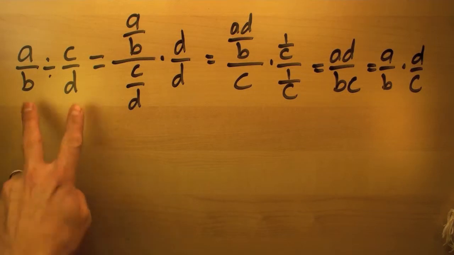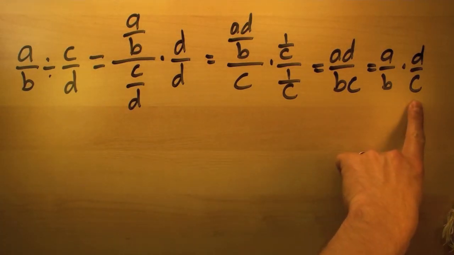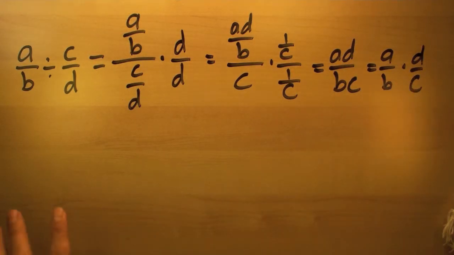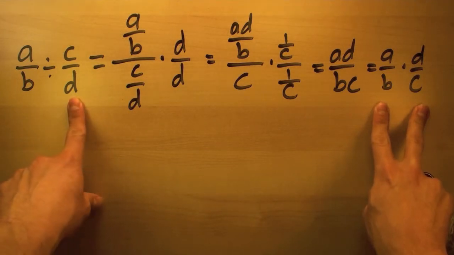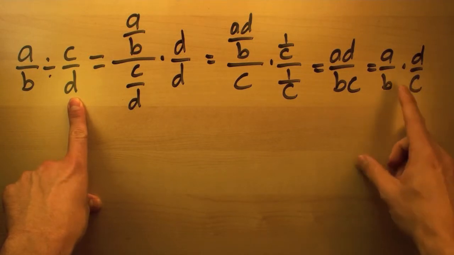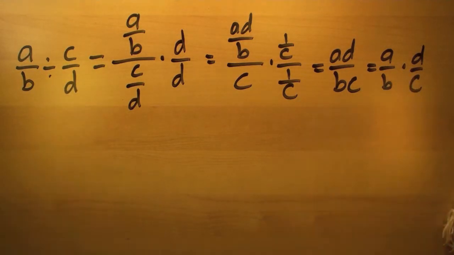In other words, if we want to divide fractions, all we have to do is flip the second fraction and change the operation to multiplication. So notice, the only difference between these is that we've taken the second fraction, C over D, and flipped it to D over C, and we changed the operation from division to multiplication. This means when we want to divide fractions, flip the second fraction and multiply. You'll sometimes hear this referred to as invert and multiply.